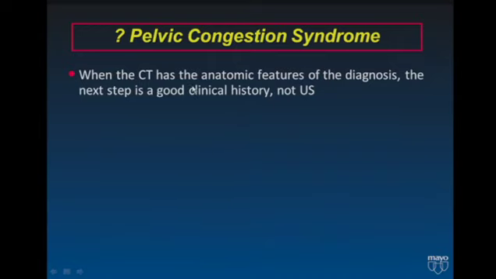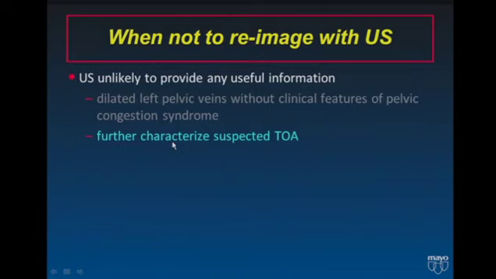When the CT has the anatomic features of pelvic congestion syndrome, the next step is really a good clinical history, not ultrasound. Because if the patient's asymptomatic, it really adds no value to do an ultrasound to also show these dilated veins. Another time that I think re-imaging with ultrasound is unlikely to provide a lot of useful information is when you already suspect TOA as the diagnosis on CT.